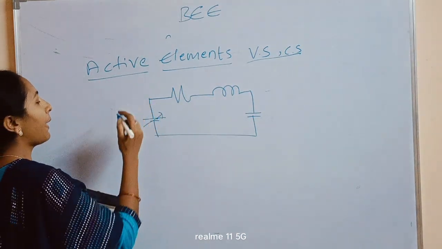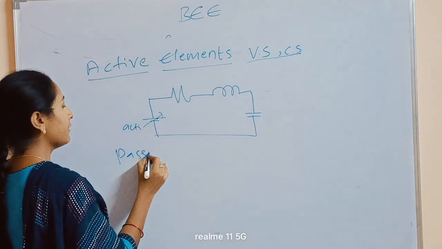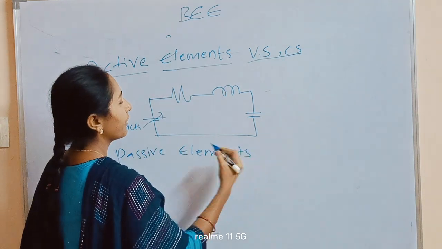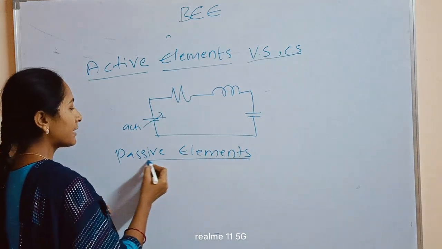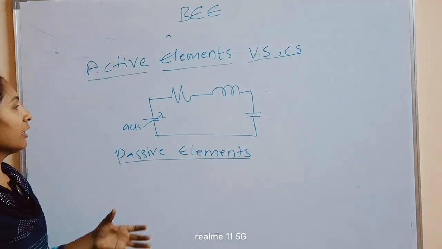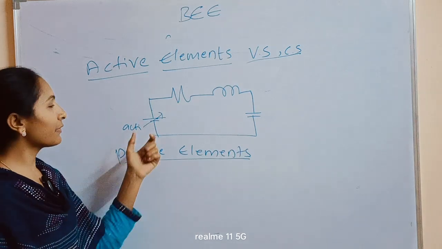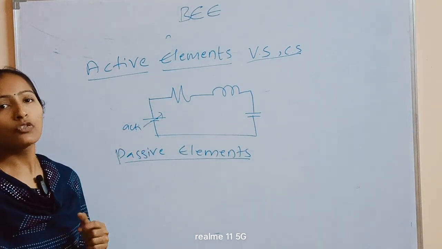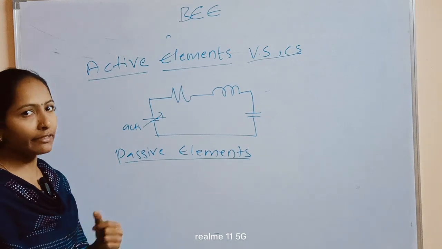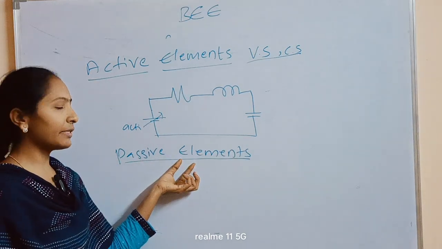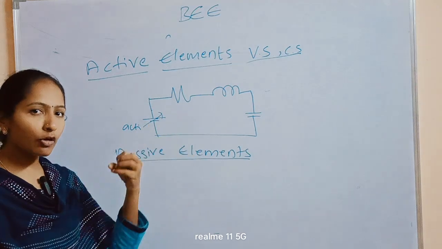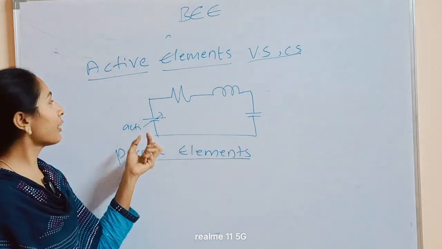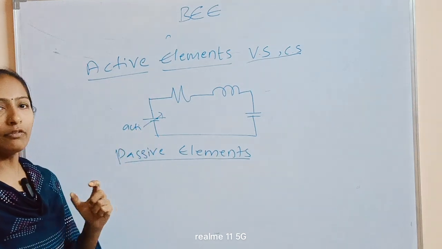Now coming to passive elements. Passive elements are the elements which can absorb the energy from the supply, from the source. So passive elements absorb the energy or the supply from the active elements.